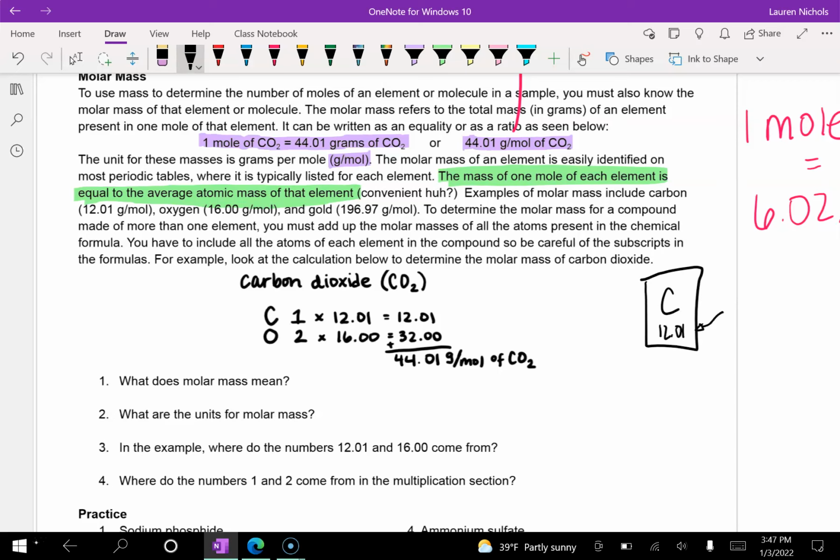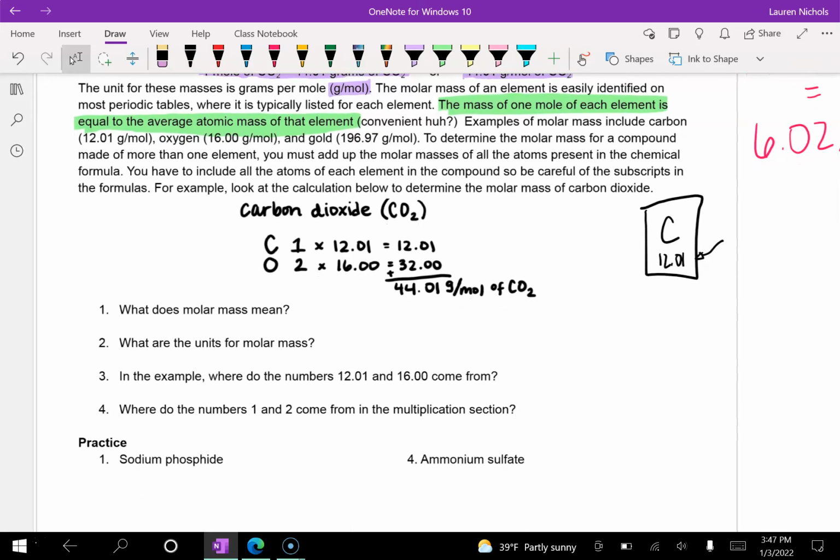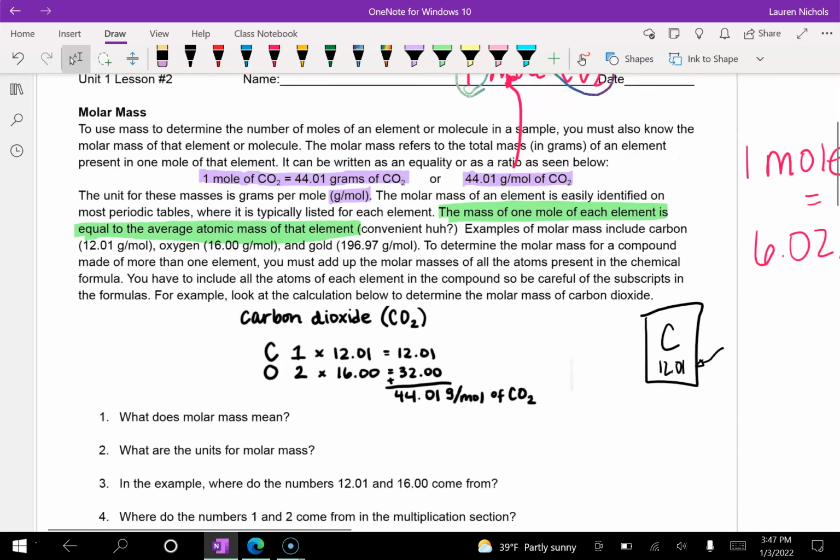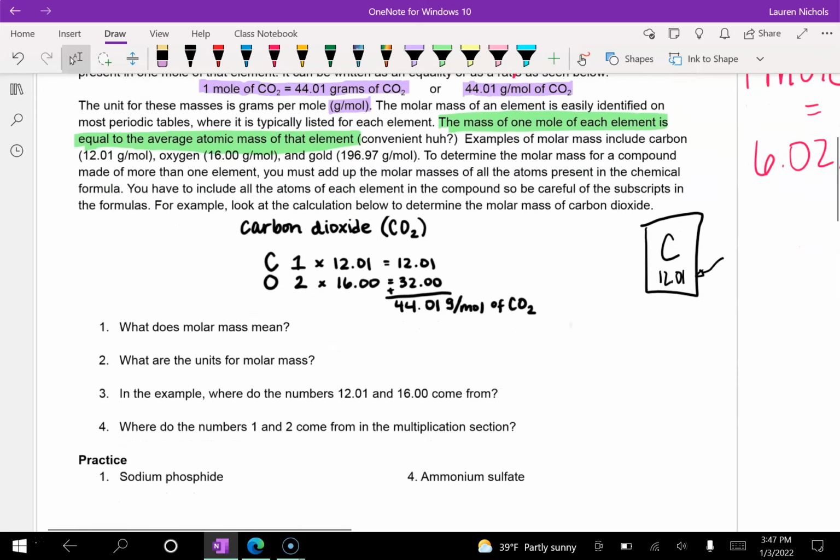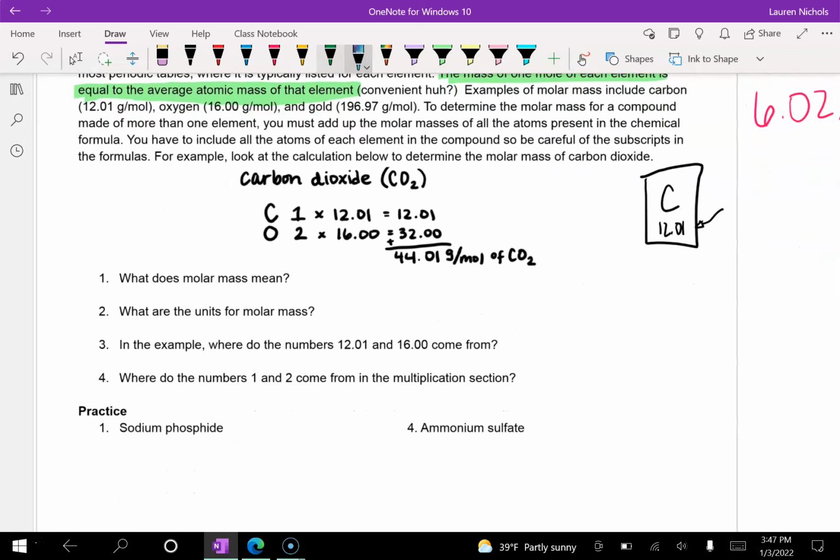And so to determine the molar mass of a compound, which has more than 1 element, you have to add up the molar masses of all the atoms present in the chemical formula. And you have to include how many atoms from each element you have. So you have to be careful of your subscripts. So for example, if we're looking at carbon dioxide, how did I know it was 44.01? CO2 is not on the periodic table. But because I have 2 capital letters, capital C and a capital O, that means I'm talking about carbon and oxygen individually. And we know that since there's no number after the carbon, that means there's just 1. Okay, it's an invisible 1.